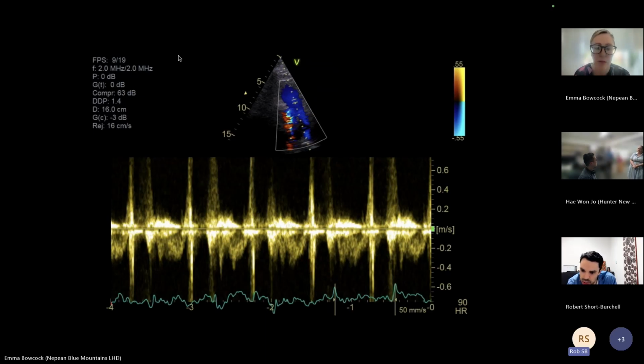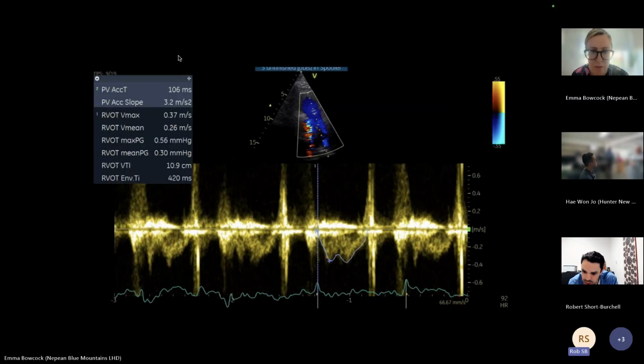This is pulse wave Doppler through the right ventricular outflow tract. Unfortunately it's a suboptimal spectral Doppler trace, but it'd be nice to evaluate the pulmonary acceleration time, which I suspect will be shortened. You can see there is mid-systolic notching of the RVOT trace, which is consistent with increased pre-capillary pulmonary vascular resistance, which is what you would find in a pulmonary embolus.